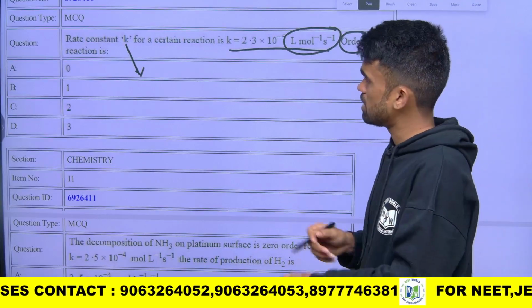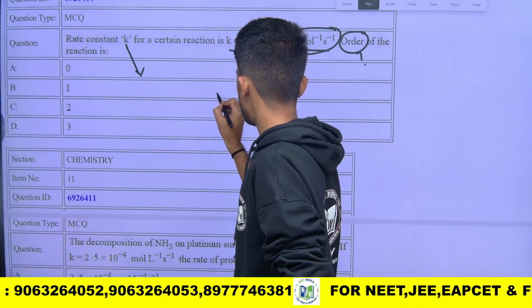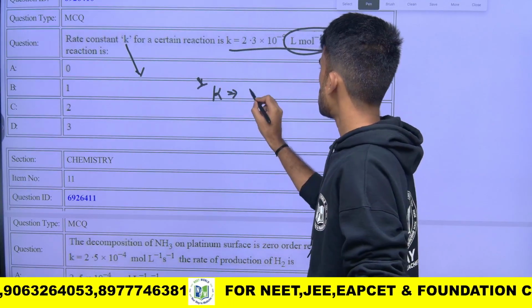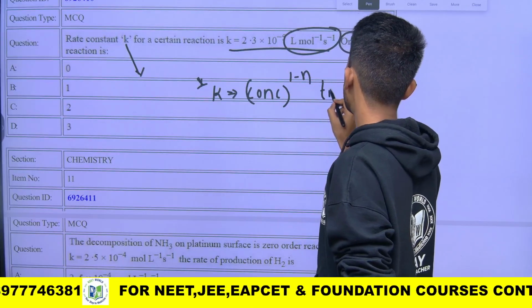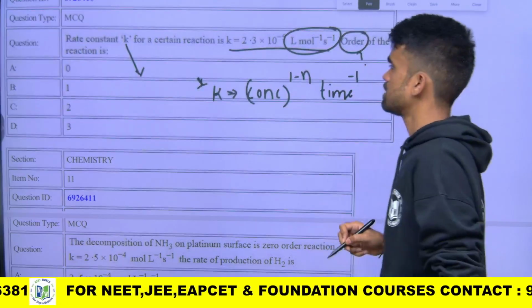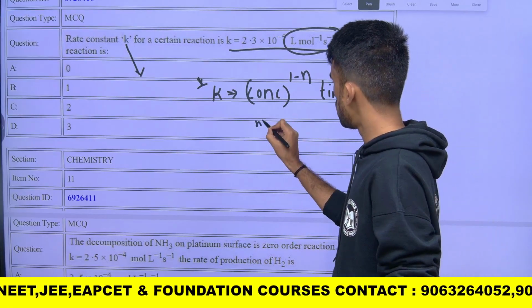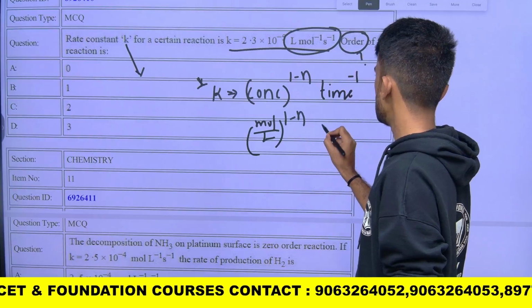Based on this we need to do the following. Just take the units of K. This is a generalized formula you can remember: concentration power 1 minus n, time inverse. This is the formula you can use. Concentration you can also write as mole per liter, power 1 minus n, time inverse.